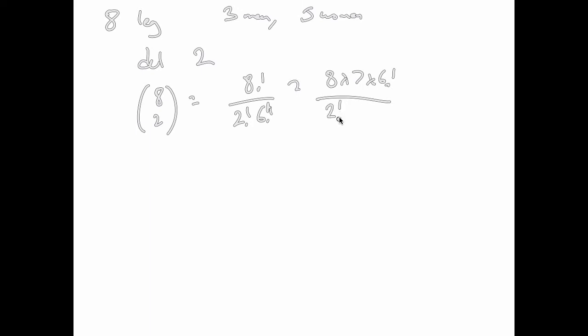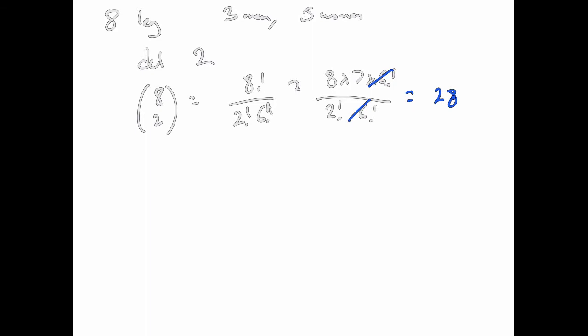So that's divided by 2 factorial, 6 factorial. Those 6 factorials cancel, leaving us with 56 over 2, or 28. So 28 total ways to choose 2 possible legislators out of an 8-person committee if you don't care about the order or the makeup of the committees. What if you do care?